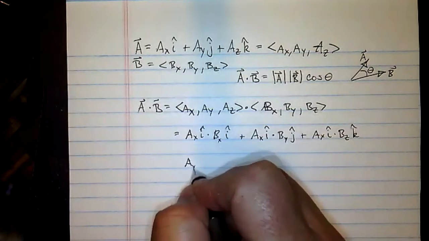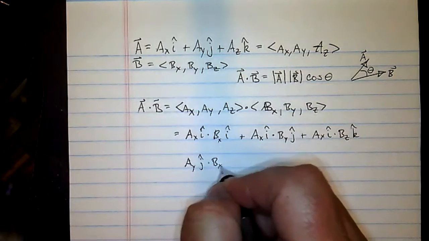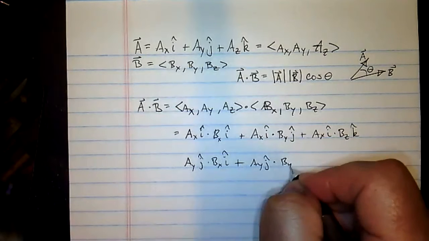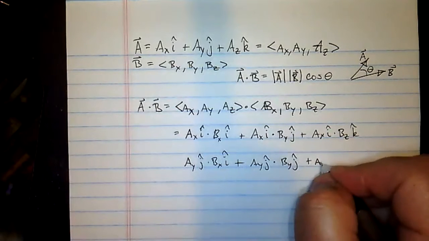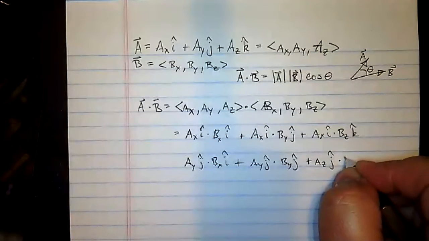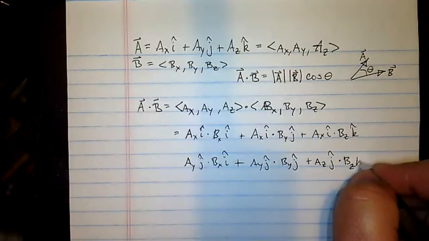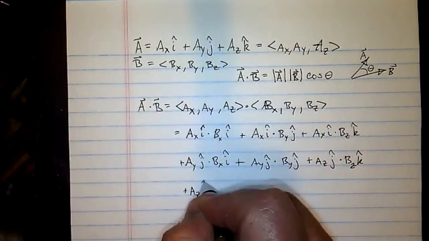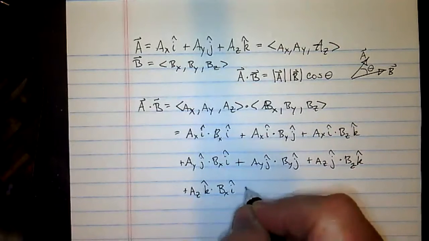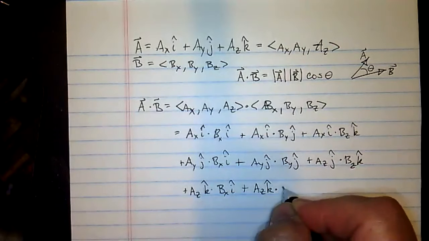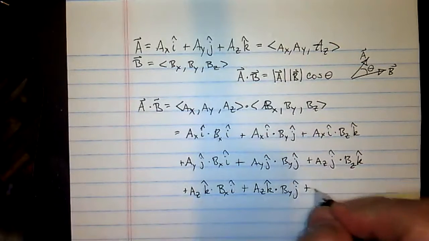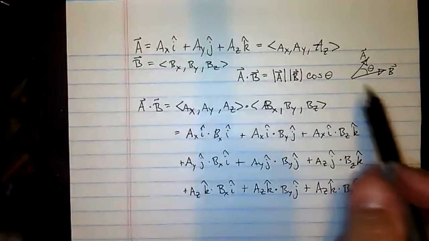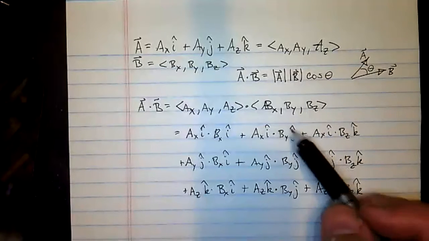And you take now AY j hat dotted with BX i hat plus AY j hat dotted with BY j hat plus AY j hat dotted with BZ k hat, and then plus AZ k hat dotted with BX i hat plus AZ k hat dotted with BY j hat plus AZ k hat dotted with BZ k hat.